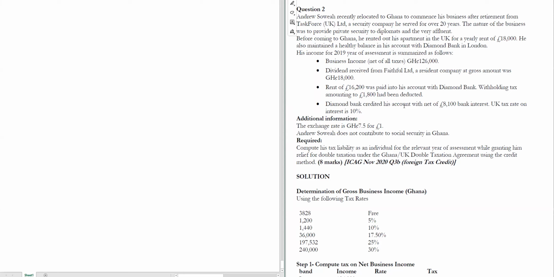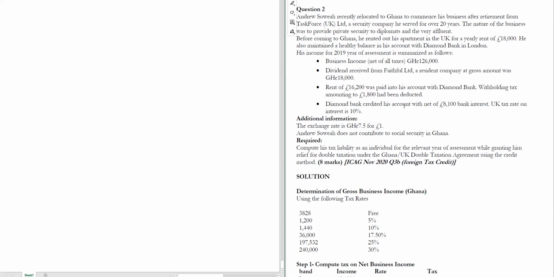So he has business income, which is net of all taxes. Net of all taxes means they've already computed chargeable income and taken the tax out of it, the PAYE out of it. So you have to gross it up to get the income. And this thing is not taught in class. You have to use some special way to get it. I'll teach you a simple way to get it.